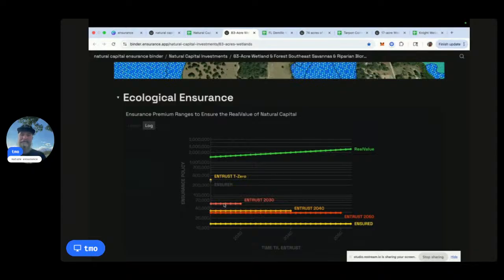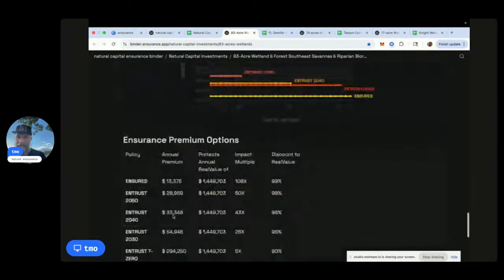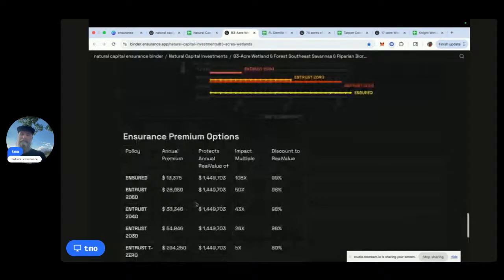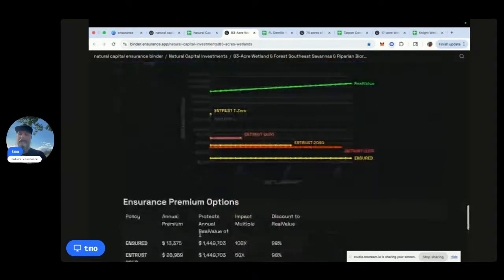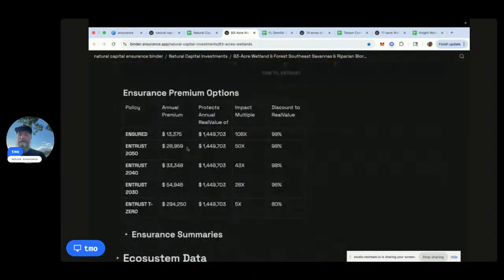That's too expensive? Whatever, $65,000. You can kind of see right here, or $54,000 a year. Too expensive? Our budget is more like $30,000 a year. Oh, my impact on my investment is $50,000. So for $30,000 a year, I'm protecting $1.44 million of annual natural capital value. Look at the discount I'm getting. Honestly, who wouldn't do this deal if you're trying to protect nature, conserve nature?